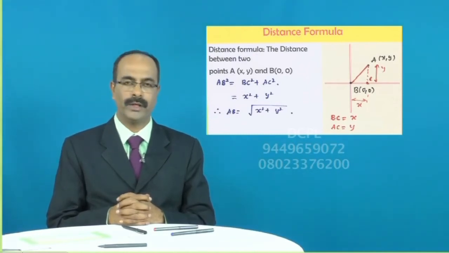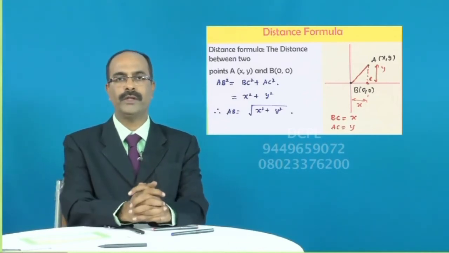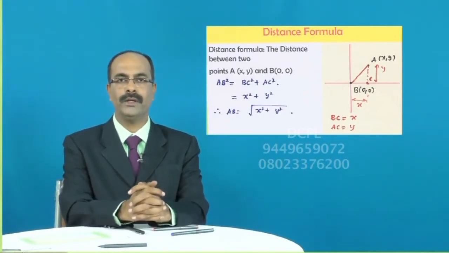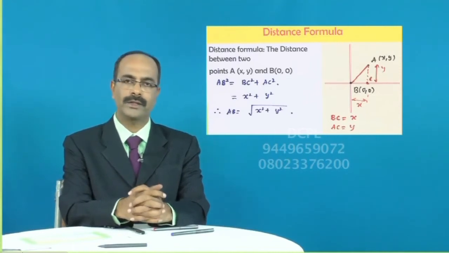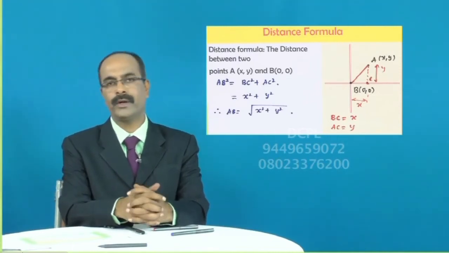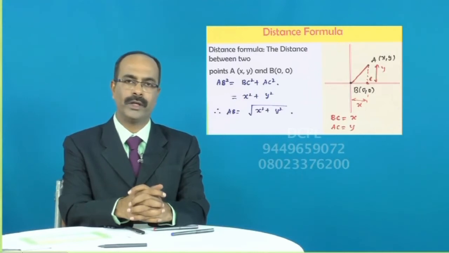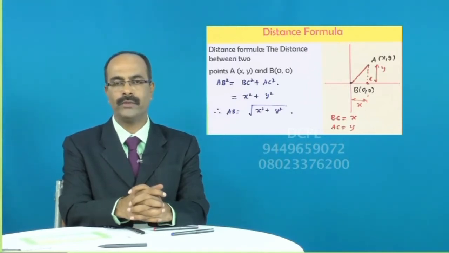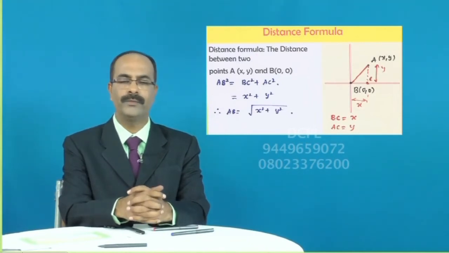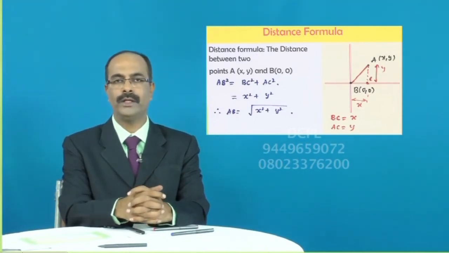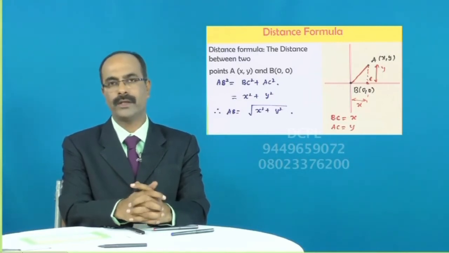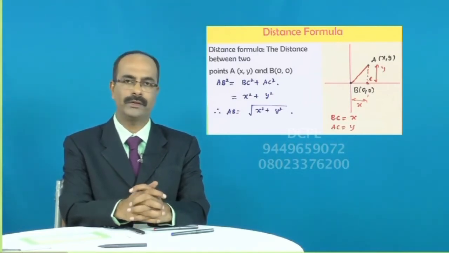And before that, remember, dear students, the distance between 2 points A (x1, y1) and B (x2, y2) is given by the square root of (x2 minus x1) whole square plus (y2 minus y1) whole square. And if a point is on the origin, and another point is somewhere in any of the 4 quadrants, then the distance from that point to the origin is given by the square root of x square plus y square, where x and y are the coordinates of the given point. Hope you're understanding this. Right?